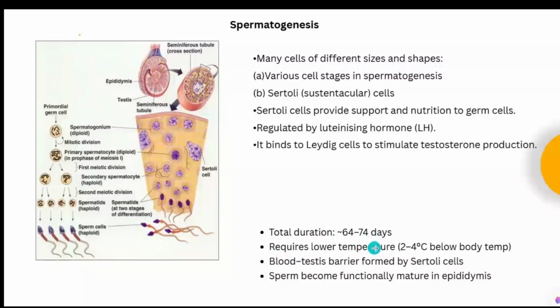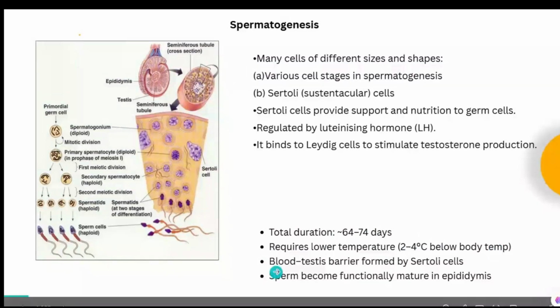Then it requires lower body temperature, 2 to 4 degrees below the body temperature. There is a blood testis barrier which is formed by the Sertoli cells. Sperm become functionally mature in the epididymis. So this is also very important. This information is important from the SBA point of view.